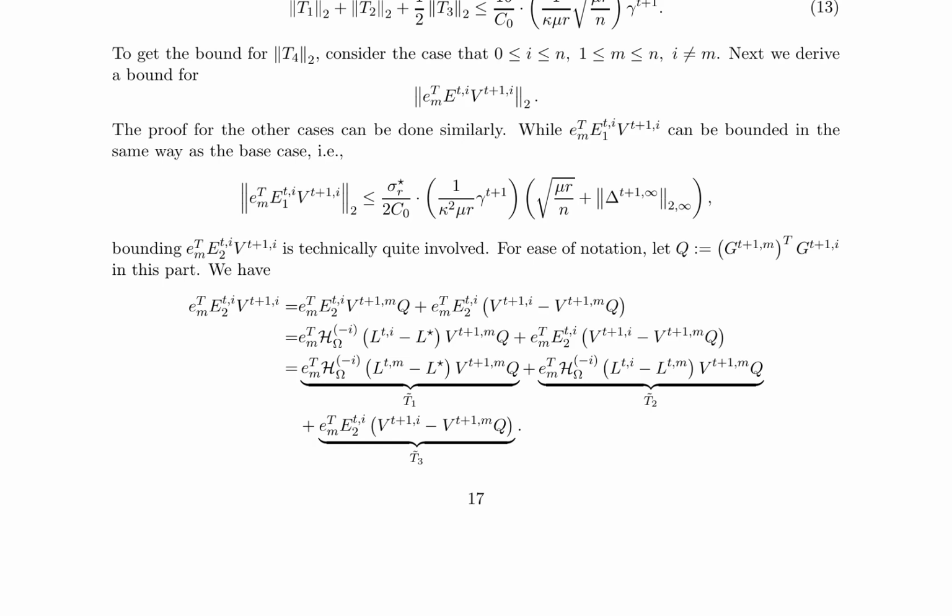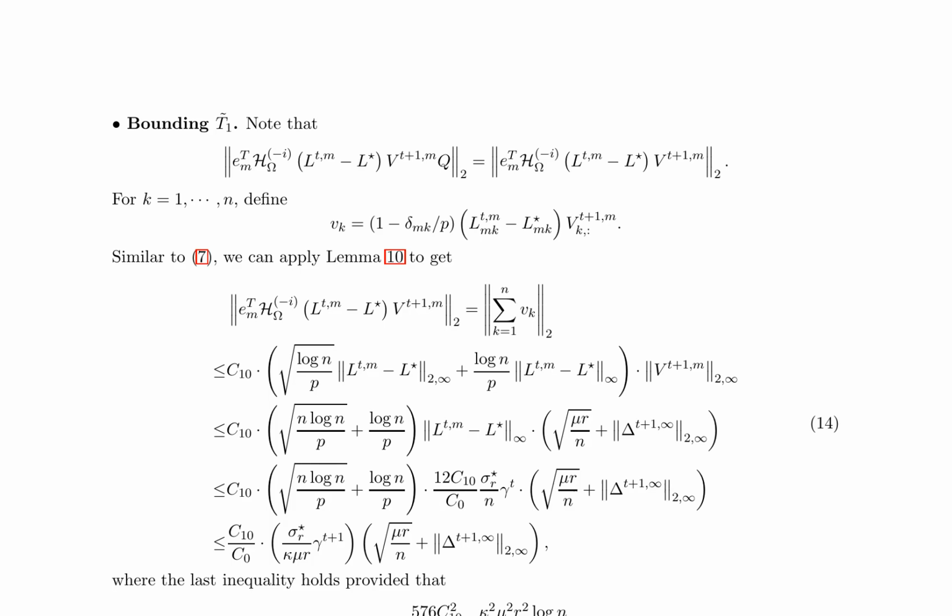Bounding T1 involves applying lemma 10 to get a bound of C10, square root n log n p plus square root log n p lt ml star operator infinity sign vt plus 1 m2 infinity. This bound is further simplified to C10 C0 sigma star operator r kappa micro r gamma t plus 1 square root micro r n plus increment t plus 1 infinity 2 infinity, provided that p is greater than or equal to 576 C210 gamma 2 kappa 2 micro 2 r2 log n n.